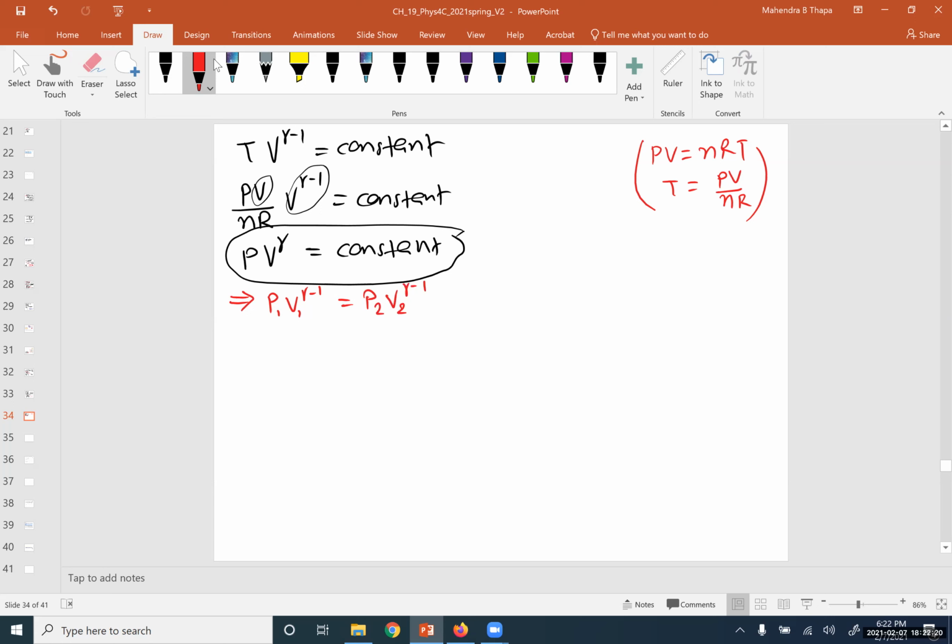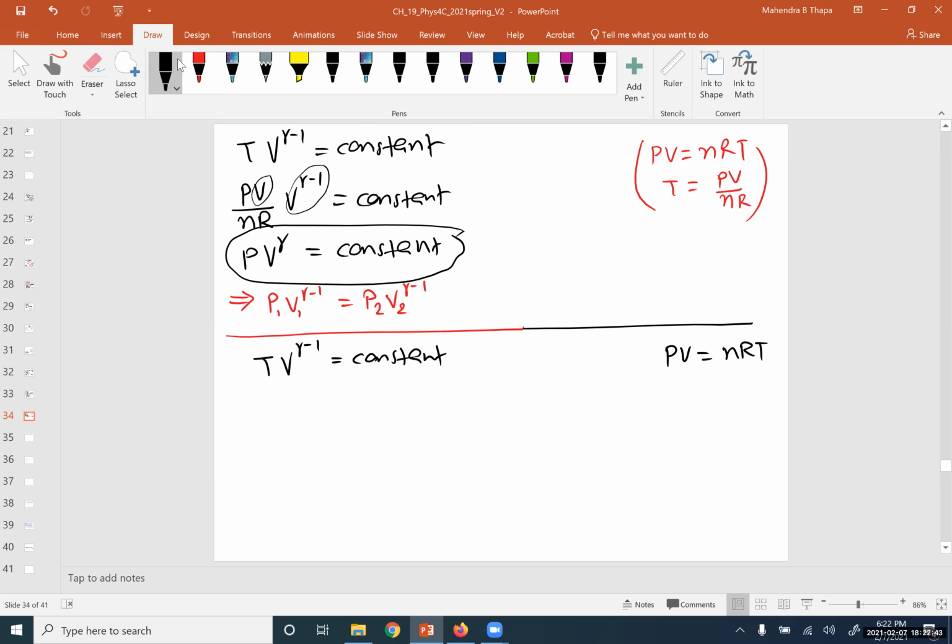Again, we can play with the same starting equation. We start with T V gamma minus 1 equals constant. So let's start with PV equals nRT. So our volume V will be nRT over P. If I plug it in here, you get T times nRT over P to the gamma minus 1 equals constant.